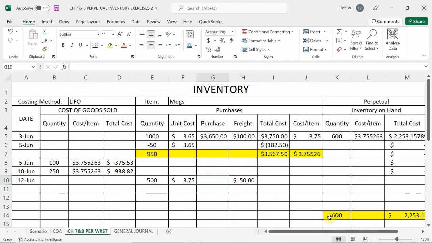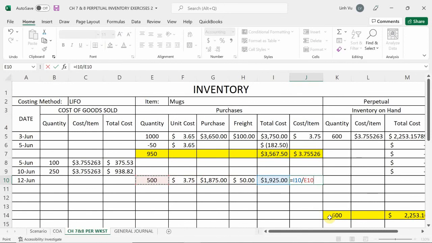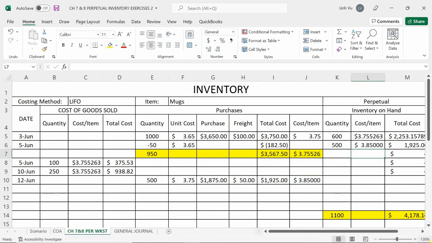So what is my total purchase price here? 1875. Okay, plus 50, 1925. And what is my cost per item here? $3.85. And should be good, even. Now again, because it's perpetual inventory, I need to carry this amount into my inventory on hand. So I have 500 at $3.85, which gives me $1,925 even.